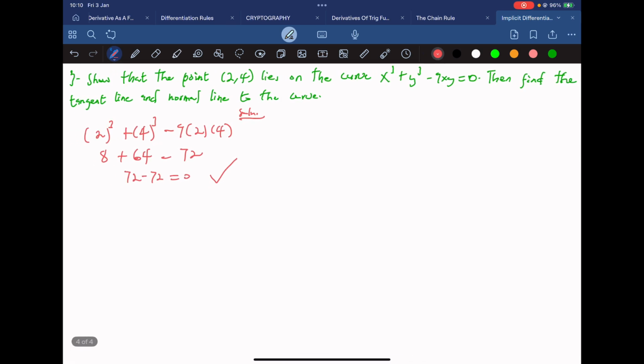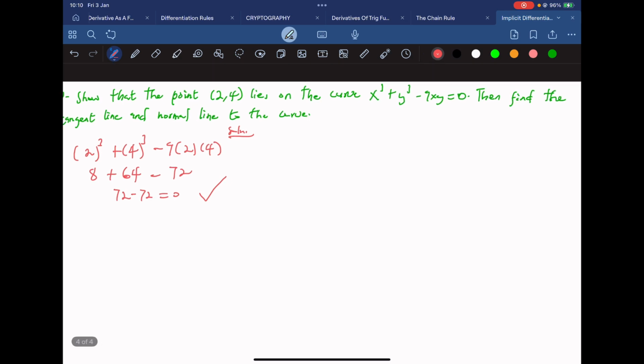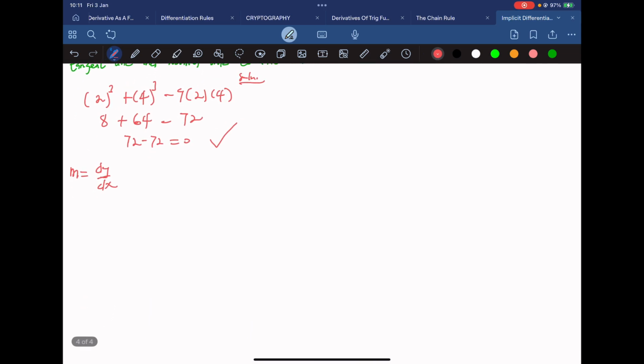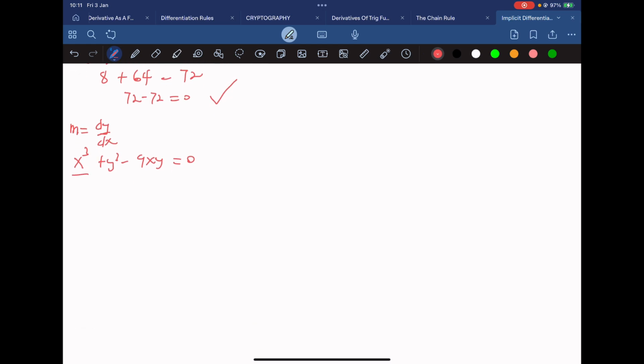Okay, so remember, to find the tangent line we need our slope, and remember that your slope is always your dy dx. So we have to differentiate. Having x cubed plus y cubed minus 9xy equal to 0, we have to differentiate the left hand side and right hand side with respect to x. If we differentiate x cubed, we are going to have 3x squared. And if we differentiate y cubed, we have 3y squared, but since it is not x, we add dy dx, minus 9.